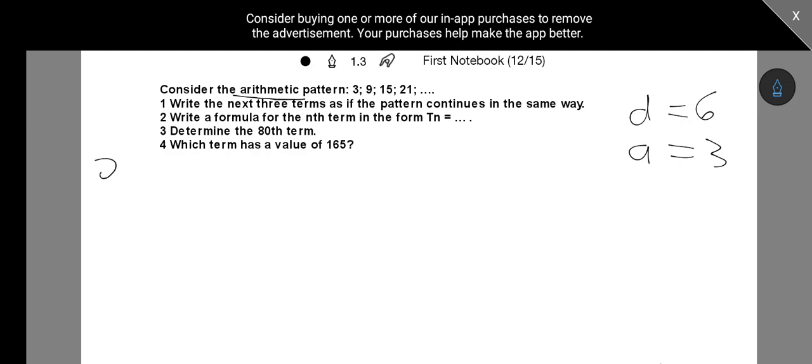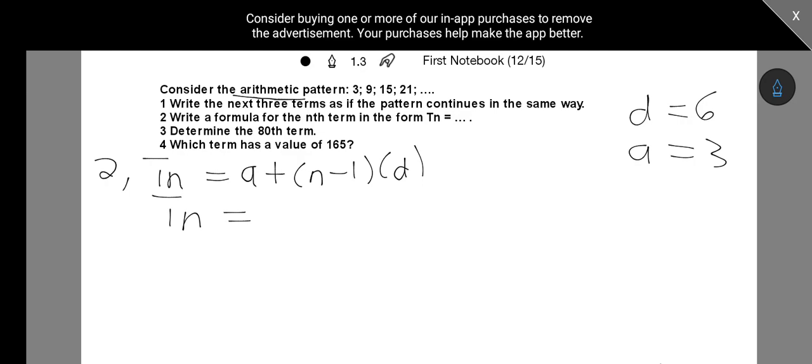Okay, number 2, we know that the basic form of an arithmetic sequence is that Tn is equal to A plus n minus 1 times the difference. Now all you have to do is plug in your terms, not a big job. A is 3 plus n minus 1 times d, and the d, that's 6, and you are done. That is the formula for the nth term. I hope you understand that.